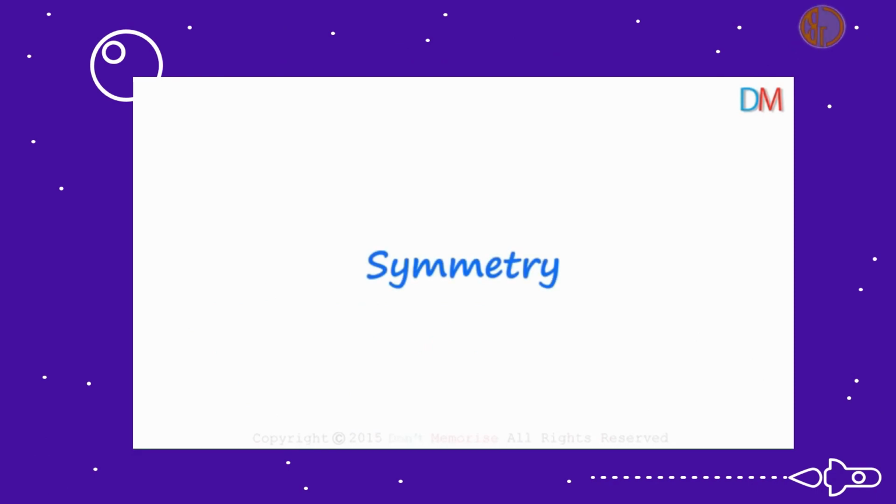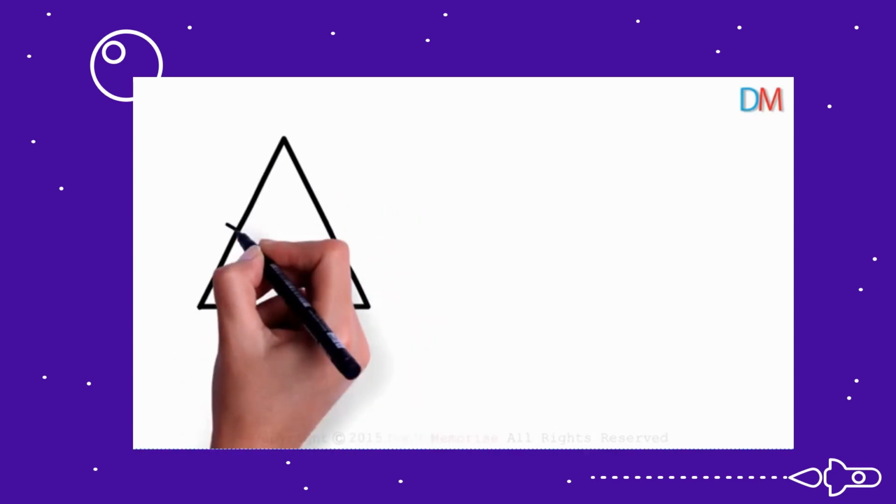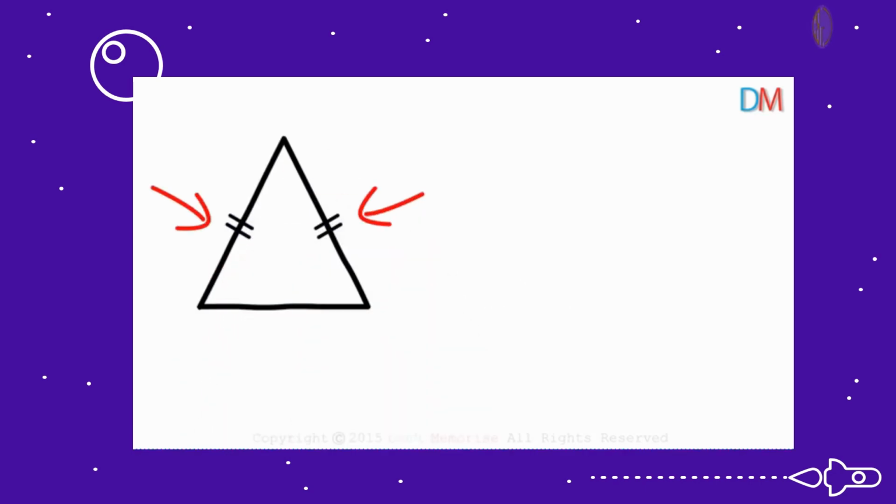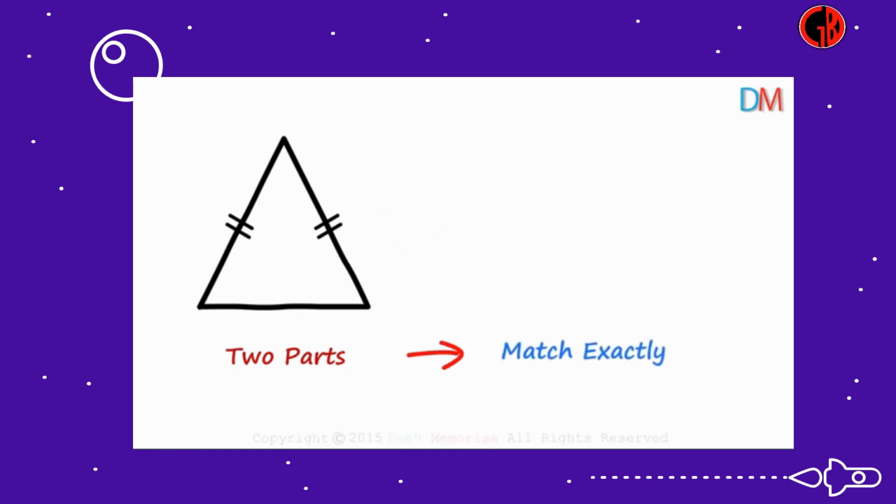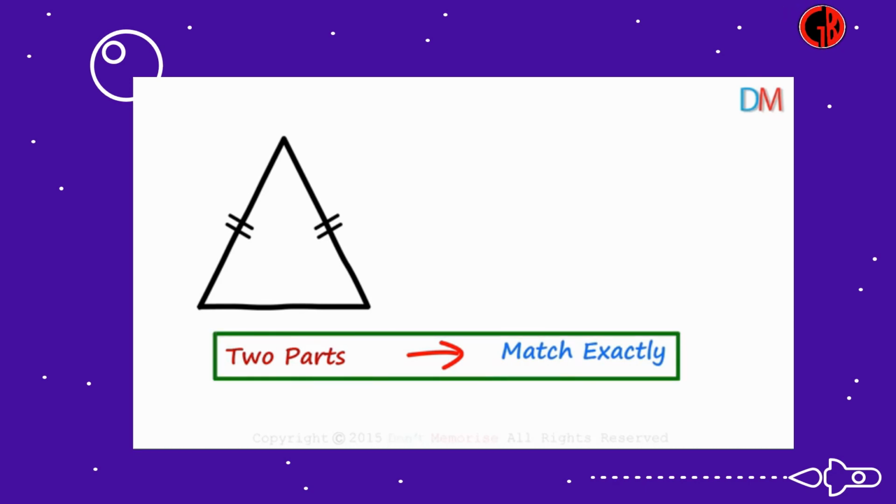Understand what symmetry is, let's draw an isosceles triangle. It's a triangle in which two of its sides are equal. Now let me give you an easy task. You need to think if we can divide this triangle into two parts such that both the parts match exactly when they're folded along a line. How would you divide the triangle if this condition has to be satisfied?